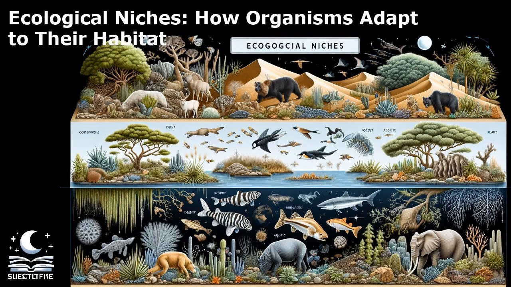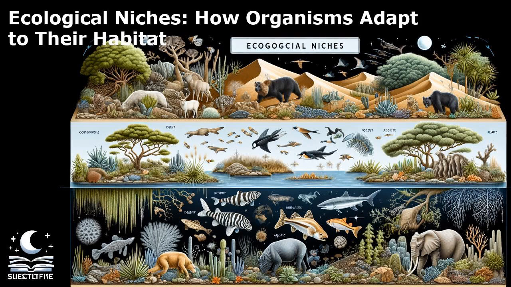and creates habitats for other species. Interestingly, there are estimated to be over 8.7 million species on Earth, each with its own ecological niche. This vast diversity highlights the complexity of ecological interactions and the importance of niches in maintaining biodiversity.